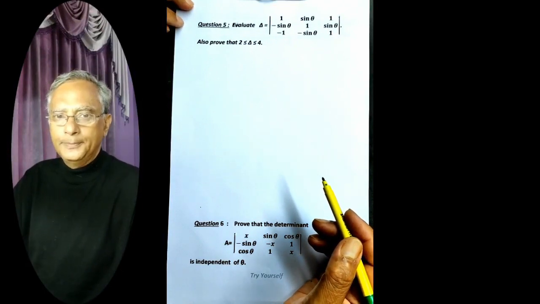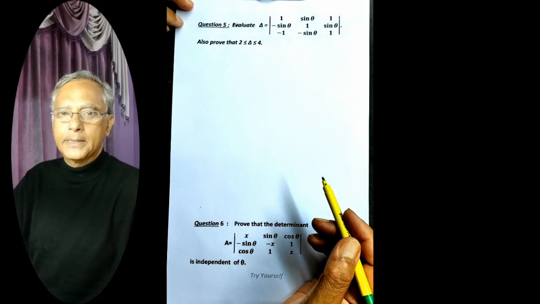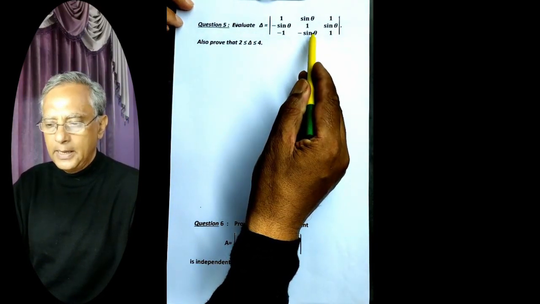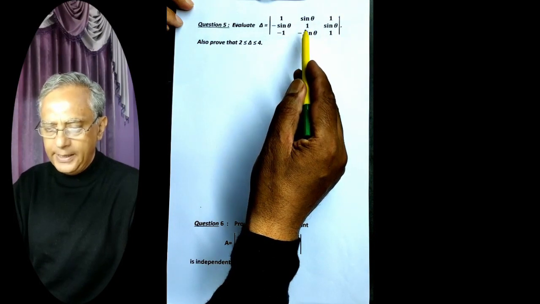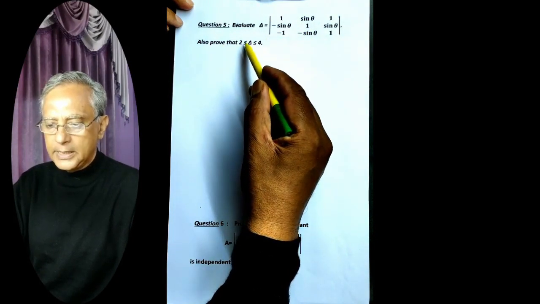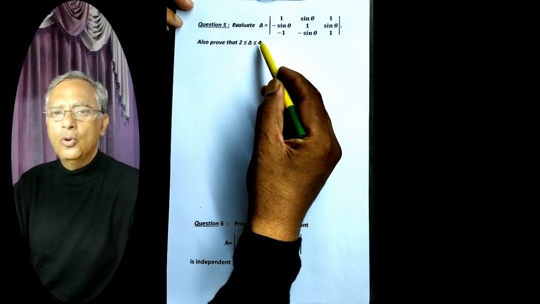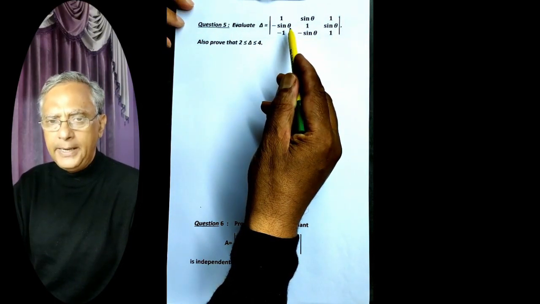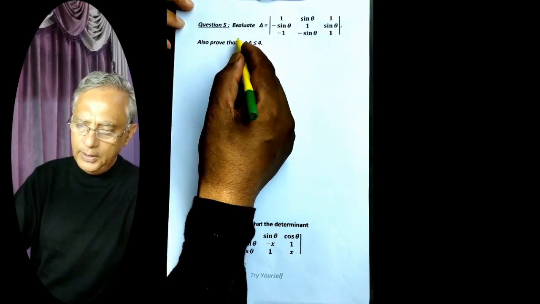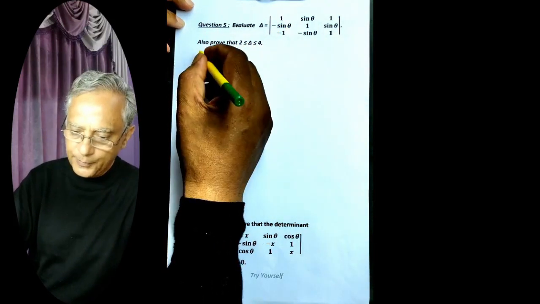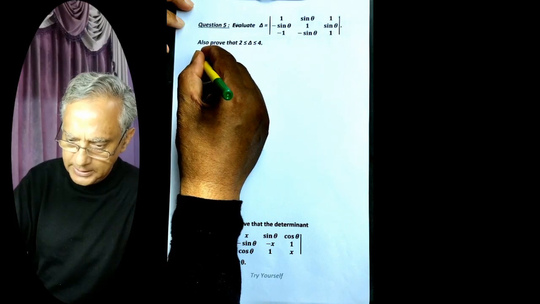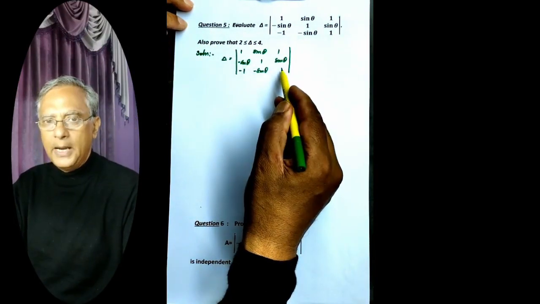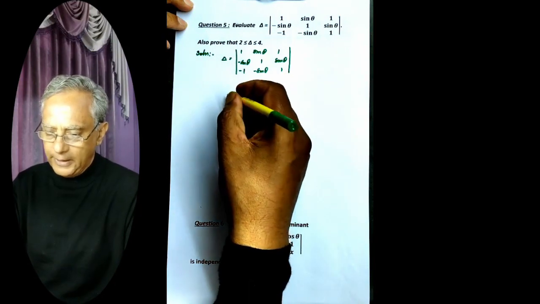The next question I am going to take up is, we are given this determinant and we have to evaluate it and prove that 2 is less than equal to delta is less than equal to 4. So first of all we evaluate this determinant and then we will prove this result. So solution is, we are given this determinant and we have to evaluate it.